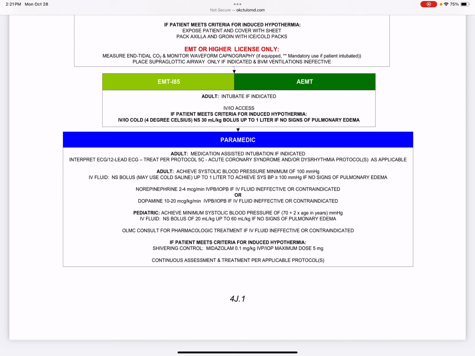If the patient meets criteria for induced hypothermia, for shivering control, paramedics, you can do Versed, and it's 0.1 milligram per kilogram with a max dose of 5, and then continuous assessment and treatment per applicable protocols.